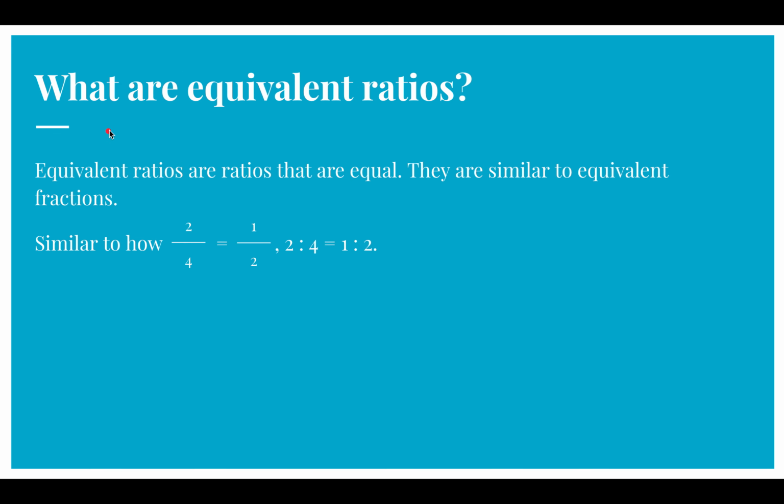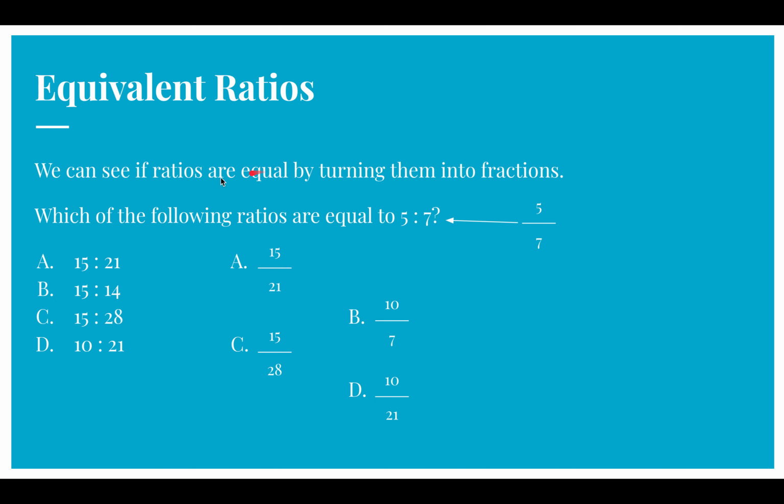So, what are equivalent ratios? Equivalent ratios are just ratios that are equal to each other, and they're very similar to equivalent fractions. For example, similarly to how 2 over 4 is equal to 1 over 2, 2 colon 4 is equal to 1 colon 2. So, we can see if ratios are equal by turning them into fractions.